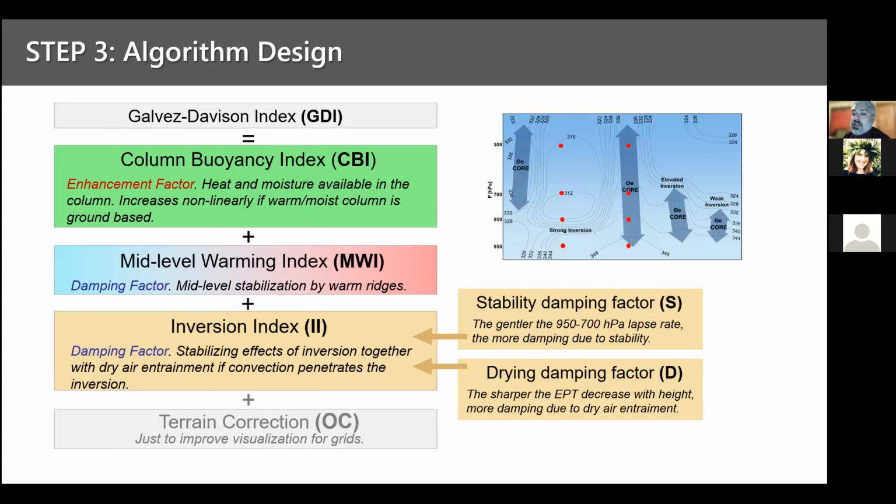And of course, I'm not going to go into the details, but the manuscript is available online. And these are the 3 components: the moisture column buoyancy index that takes into account the heat and moisture in the column. You have this mid-level warming index, so basically, the warmer the mid-levels, the lower the GDI. And then you have this inversion index, which says that the more stable the lower layer and the drier, so the more theta E jumps across that layer, you have a stronger inversion and it lowers the GDI. So this is basically what it is.